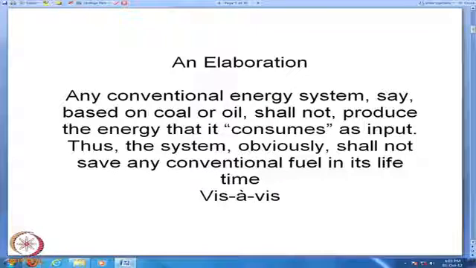Any conventional energy system, say based on coal or oil, shall not produce the energy that it consumes as input. Right? You put the petrol or you put the fuel oil, then only the boiler or the water heater works. So, at the end of it you have hot water or the work output or whatever it is, but the conventional energy that has been put into the system will never be coming back. It is not saving that energy. Whereas, if you have a solar energy system, in its lifetime it is going to save certain amount of conventional fuel compared to whatever is the fuel that is under consideration.